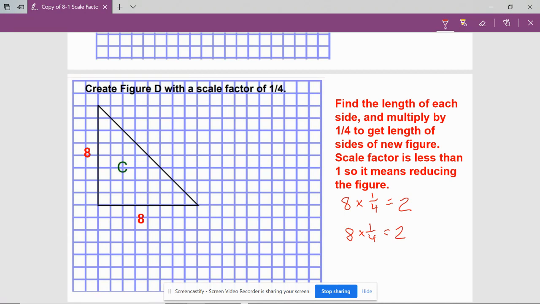Okay, so that means our new triangle that we're going to make is going to be 1, 2. So it's going to be 2 tall right there. And we're going to go 1, 2. So we're going to go 2 that way. Connect them with a straight line. Okay, so that is figure D. And again, our scale factor is 1/4. That is smaller than 1. So we're going from a larger to a smaller figure.